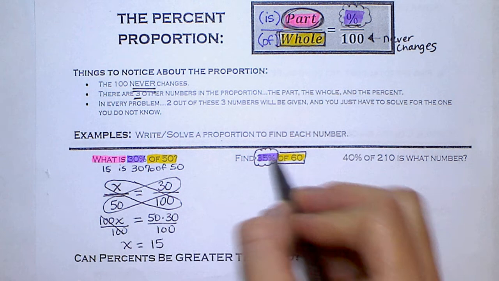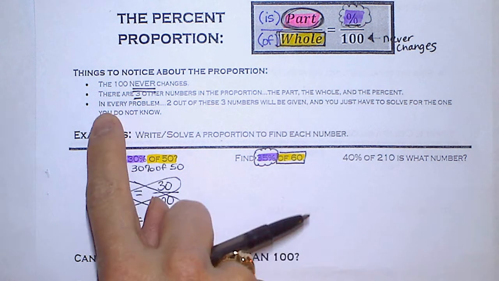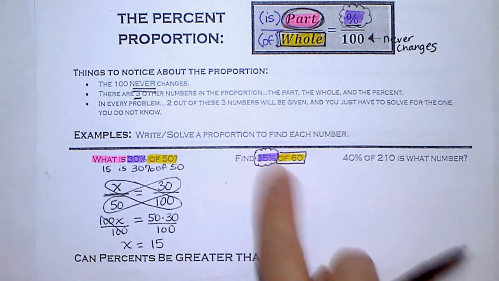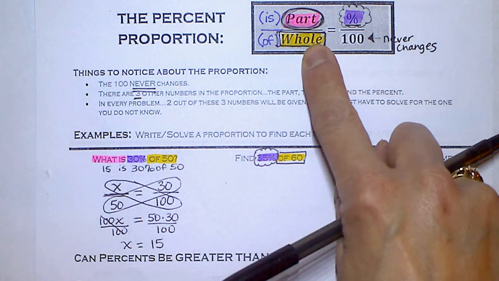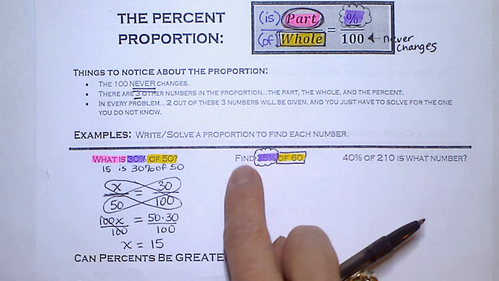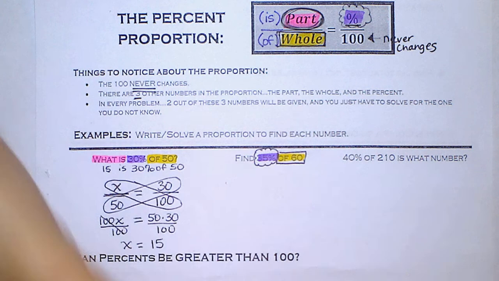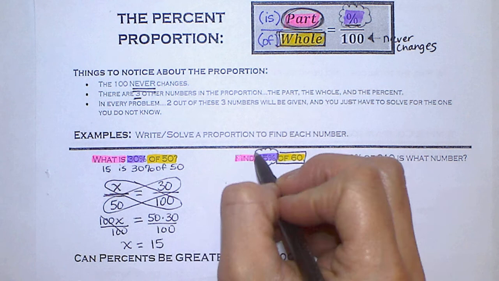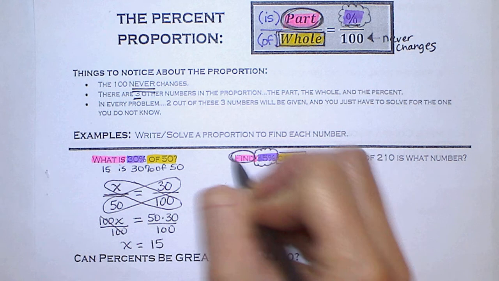So I already know 2 of the numbers. And remember, up here we said in every problem you will know 2 out of 3 numbers. So I know the purple and I know the yellow. We always know the 100 because that never changes. So what I need to find is my part. I haven't used my pink highlighter yet. So I'm finding, or you can, if you don't have a highlighter, you're going to circle that.